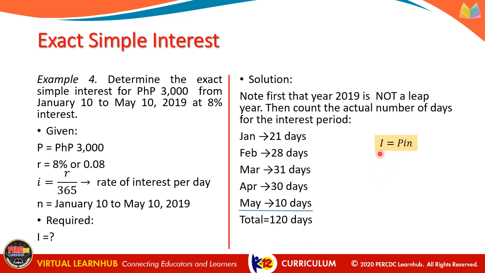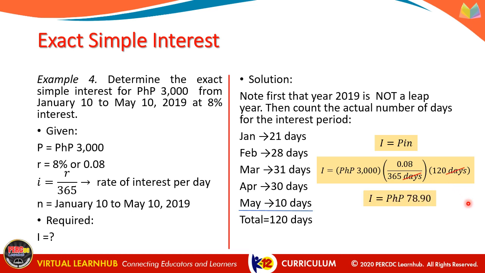Then we use the formula interest earned I is equal to P times I times N. Just substitute the given. Interest earned I is equal to 3,000 pesos times 0.08 divided by 365 days times 120 days. We can cancel the unit days. And our answer would be 78.90 pesos. Alright? For example number 4, the interest earned is 78.90 pesos.